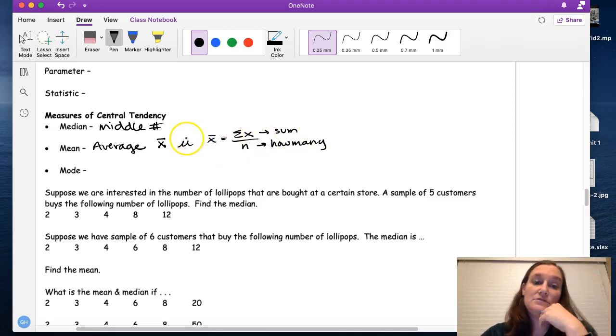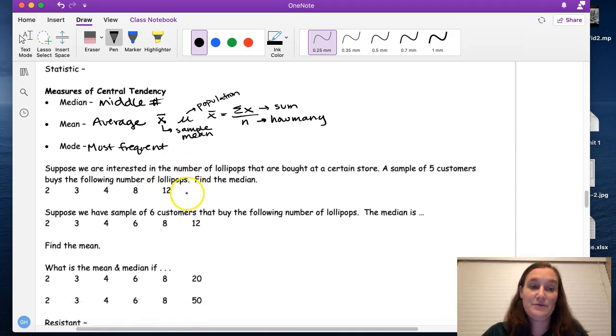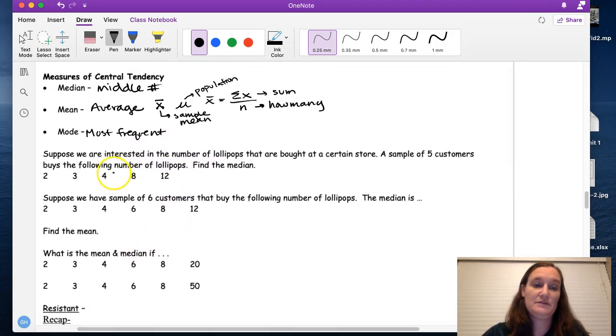Okay, so this is your population mean. And typically we can't calculate that. We're trying to estimate it by using a sample mean. All right, I want you to be familiar with both of those notations. The mode is the most frequent. We typically are not going to use that one, but it is the most frequent answer or the most frequent data point.